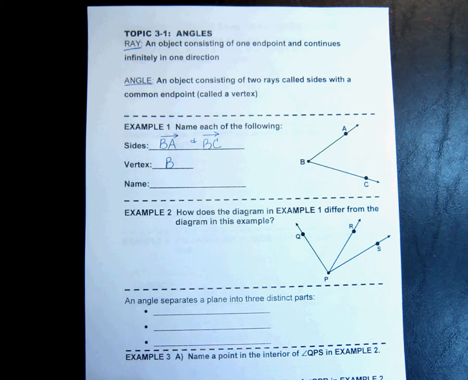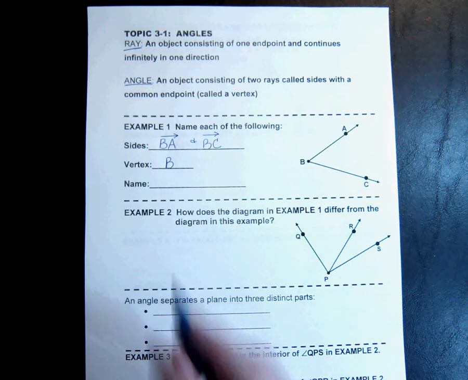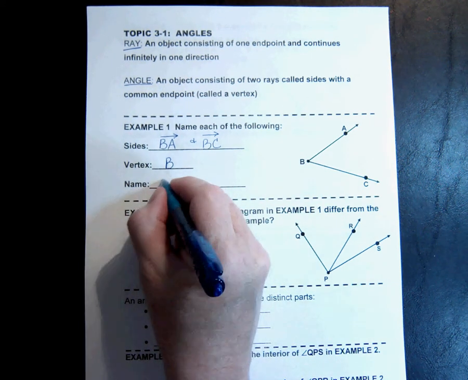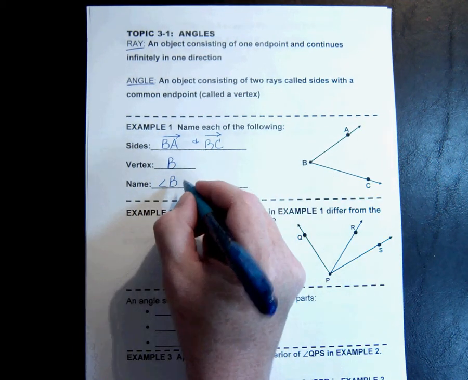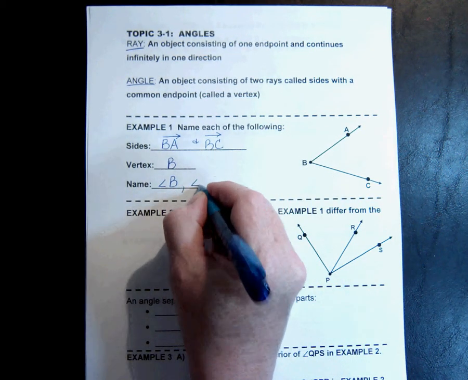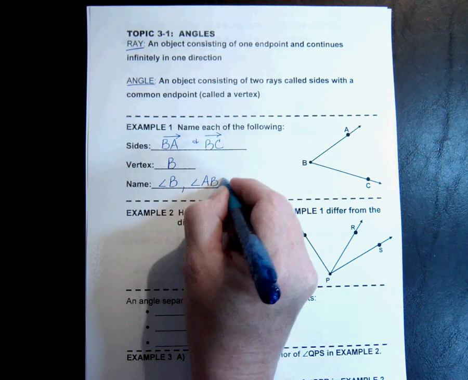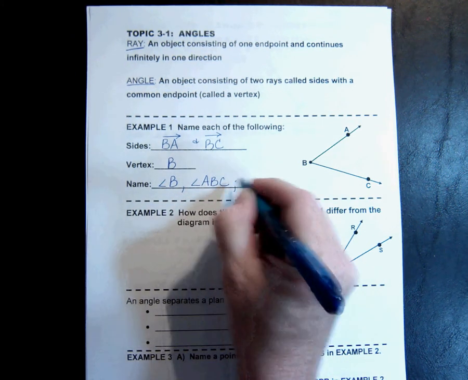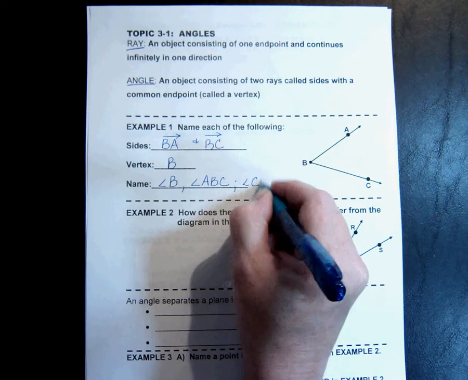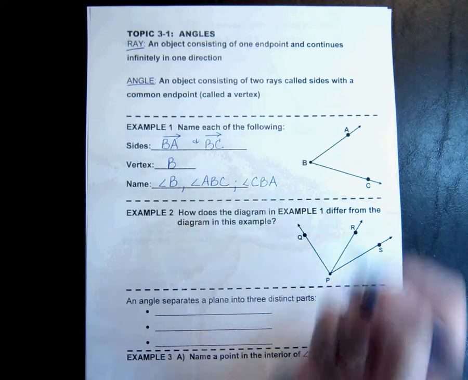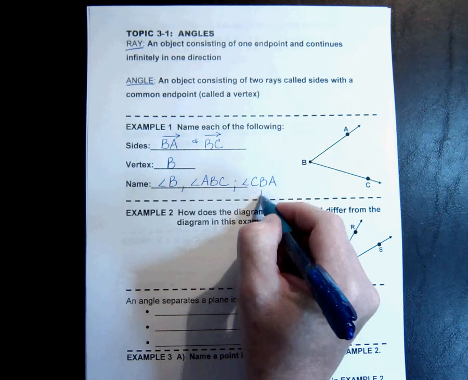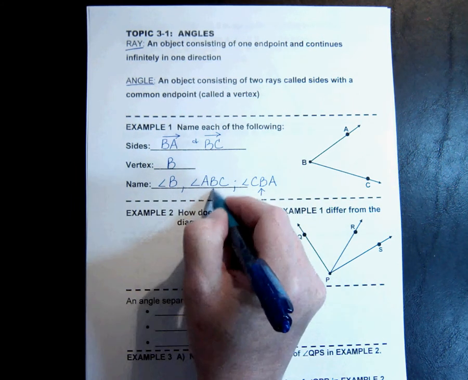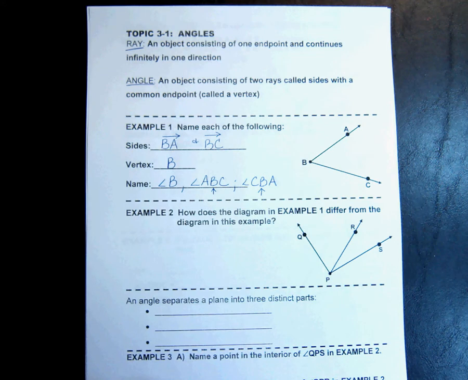If you're going to name the angle, you can either name it starting with the B, or you can name it angle ABC or angle CBA. Remember to put the vertex in the middle when you name an angle. Must be in the middle.